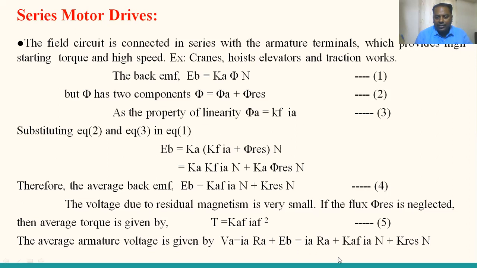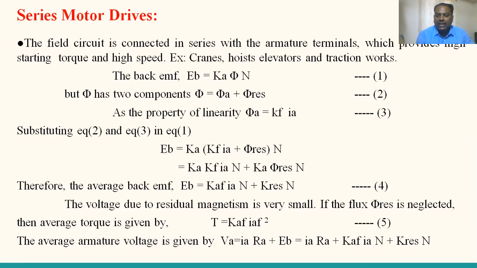EB is equal to KAF IA N plus K residual constant and N. So wherever the back EMF EB appears in the speed equation, you have to substitute EB by KAF IA N plus K res into N. So this is the preliminary information about the series motor.